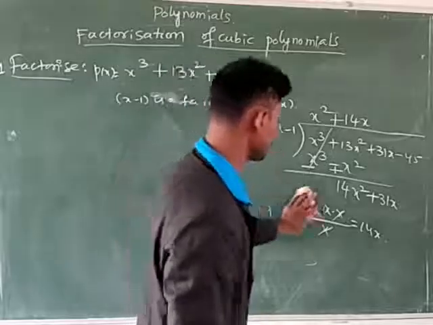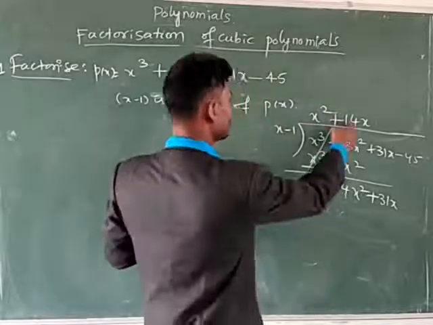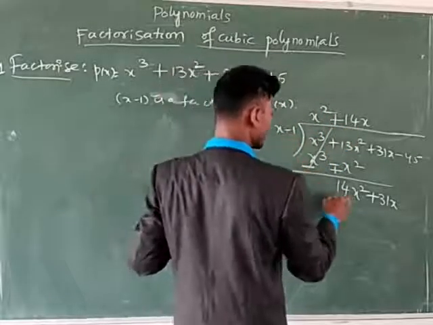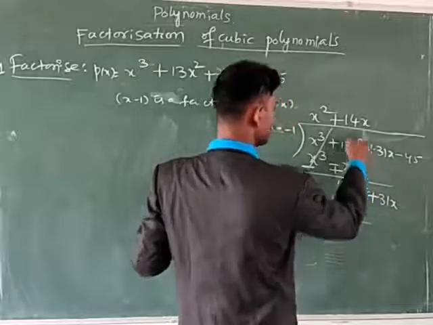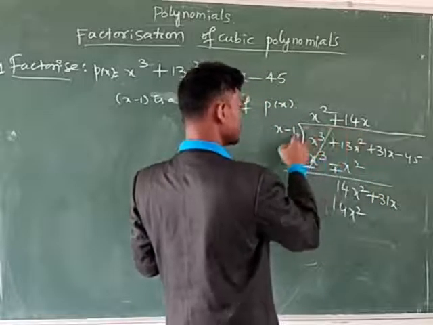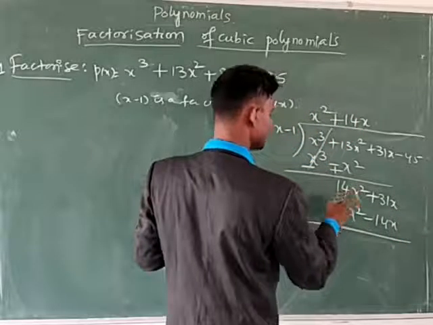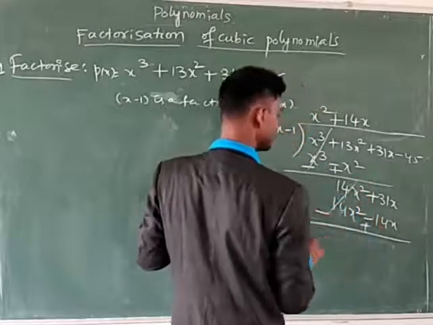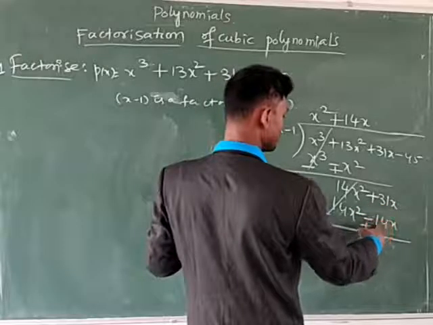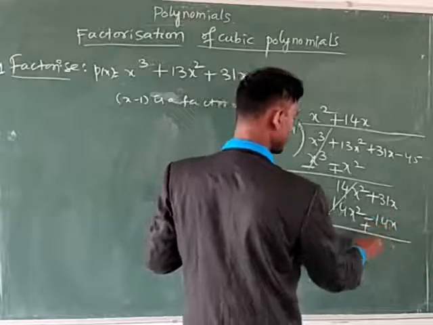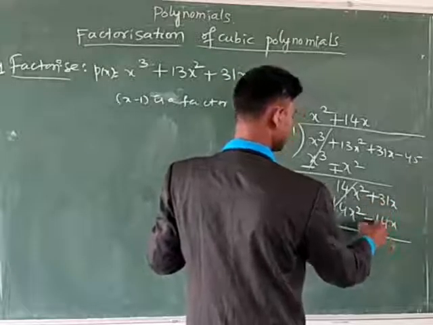Understand? Now see here, 14x into x is 14x square. 14x into minus 1: minus into plus gives minus 14x. Then this is minus here, plus. This one cancels. Here 31, here 14, plus 14, that is 45x. Again, this last term you have to take, 45.